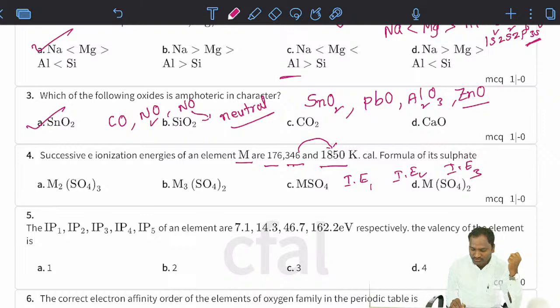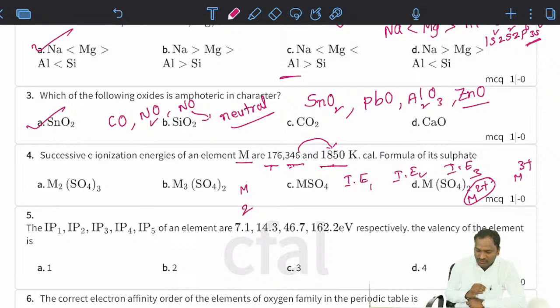So where you are observing sudden jump in ionization energy, after removing 2 electrons we will get +2 charge, right? Removal of third electron is difficult, means after losing second electron it got stability. So its valency is 2. This particular element M is ready to lose 2 electrons, so its valency is 2. And its sulfate formula they ask, sulfate or sulfite, both valency is same, 2. So here MSO4.